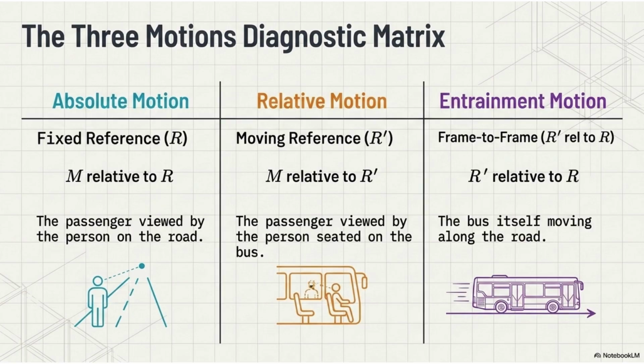So we have three different questions. What is the motion of M relative to R? What is the motion of M relative to R'? And what is the motion of R' relative to R? Keeping these three motions separate is essential for understanding relative kinematics.